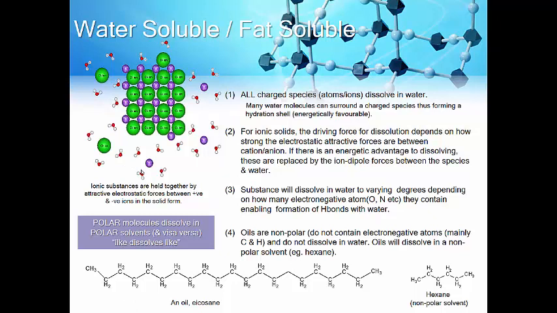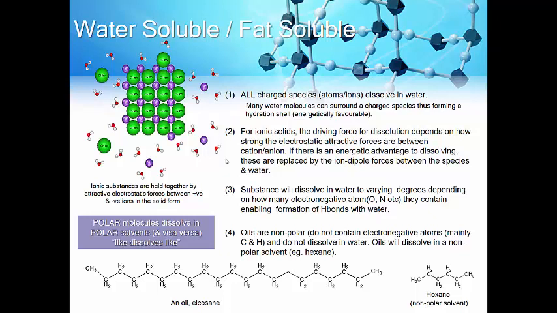Okay, we also have the same thing happening with positive ions or positive atoms, where the electronegative oxygen coordinates to that positive charge. So we have the opposite charges attracting, and the water molecules surround that particular atom or ion, and it can get pulled away from the ionic lattice. That's how solubility works with these charged species, and it's energetically favorable to form that hydration sphere or shell.